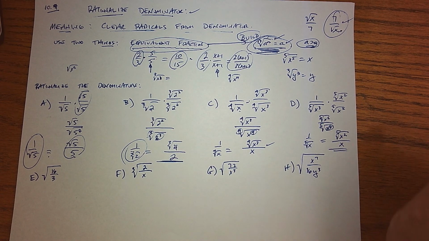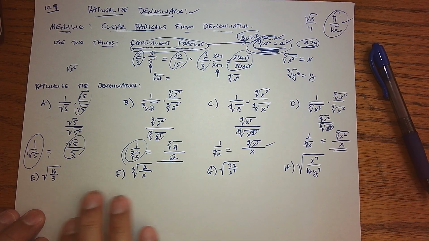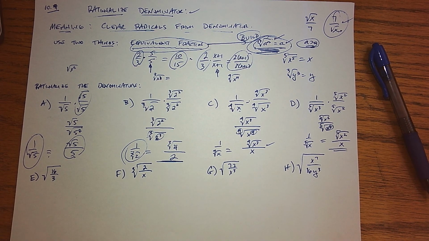Okay, so why don't we cut it down there? We're almost at 9 minutes. I'll come back and I'll continue to rationalize the denominators in the bottom row.